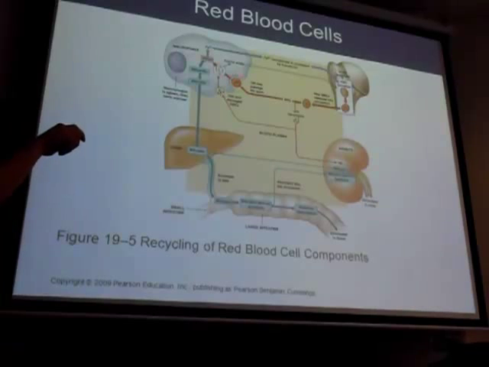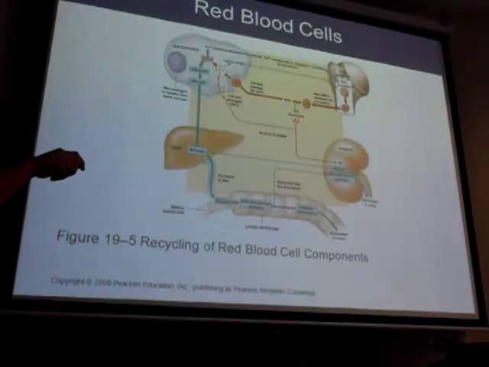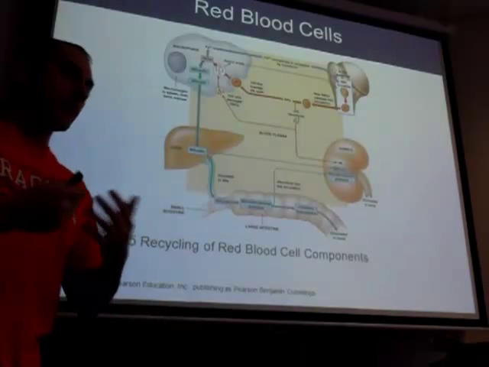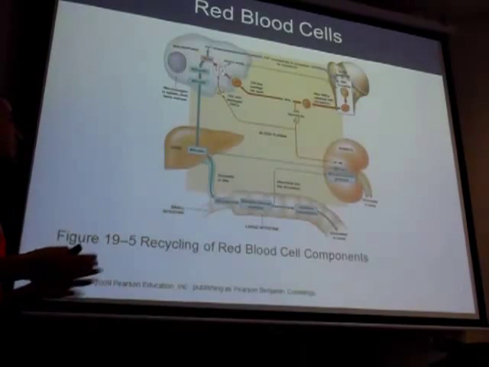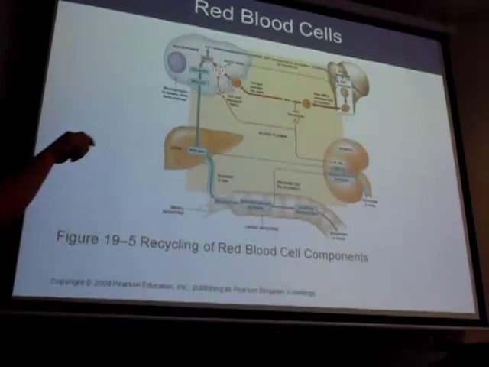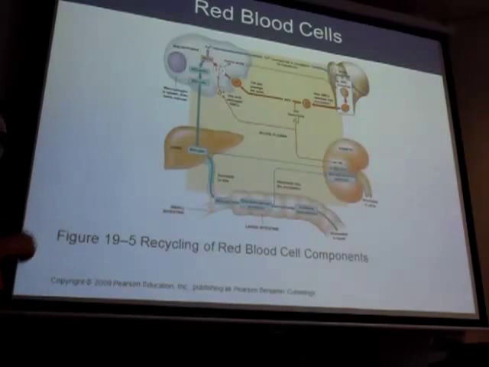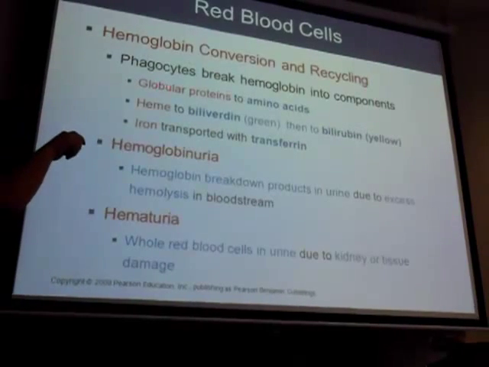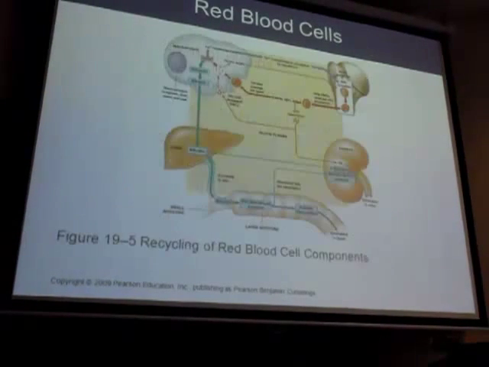So it's going to be degraded and broken down. Hemolysis. What's lysis mean again? The cut, or to break down. So it's going to hemolyze. Can't say it right, but it's going to lyse. So anyways, we're going to get the amino acids. Where are the amino acids coming from? Slides back. The proteins, the globular proteins. The globular proteins are going to break into amino acids.